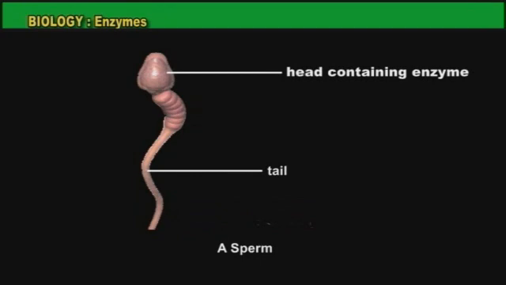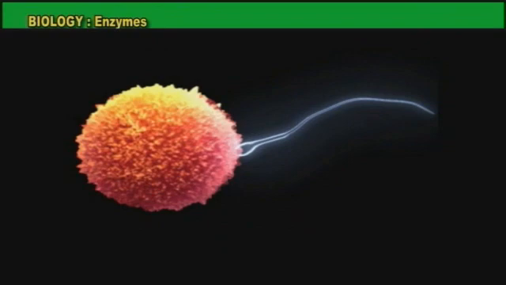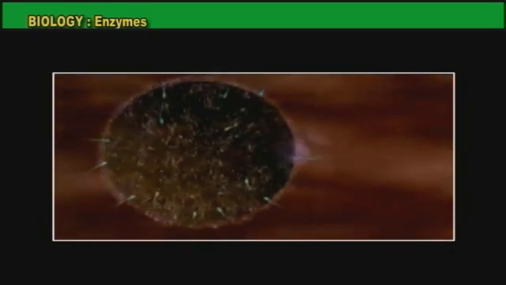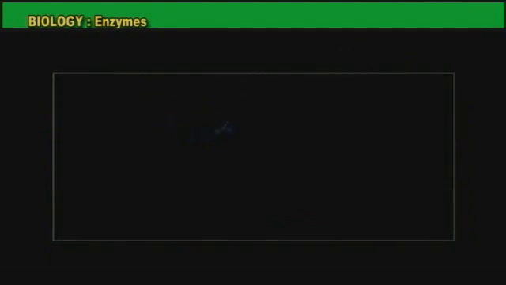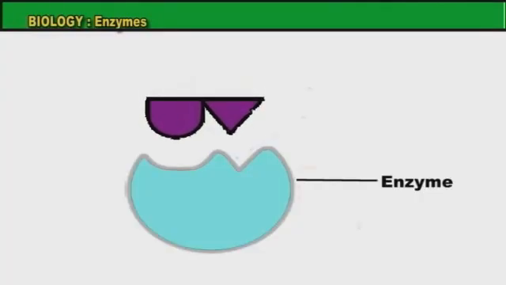For example, acrosomal hydrolytic enzymes allow for sperm penetration into the egg. This is a very specific lock and key so that a species can only fertilize its own eggs. With the induced fit hypothesis, however, the active site of the enzyme changes slightly to accommodate the substrate.